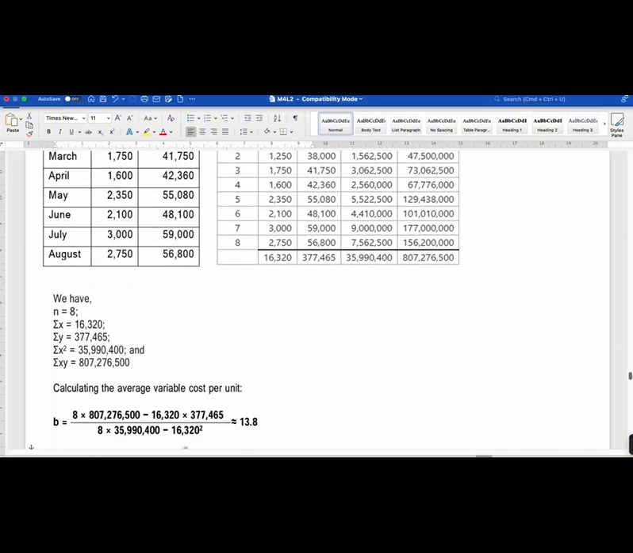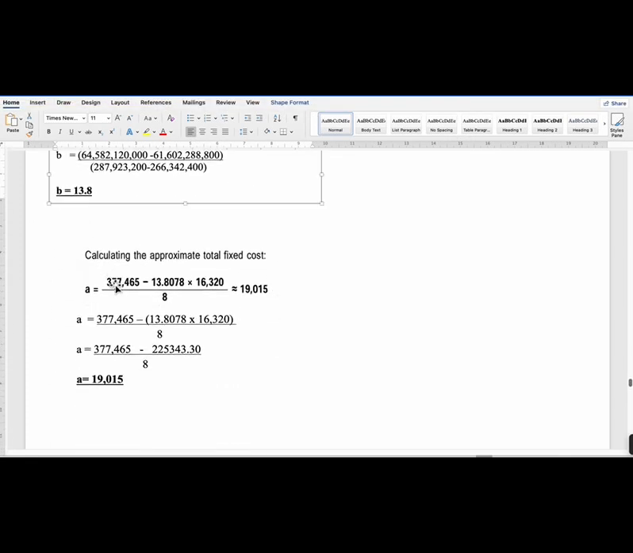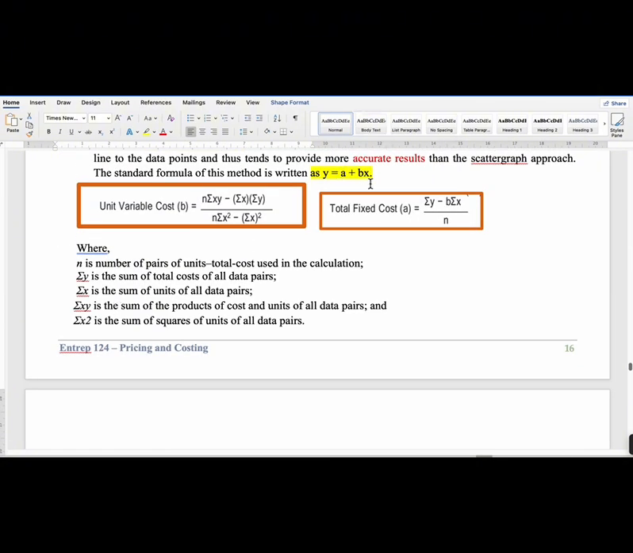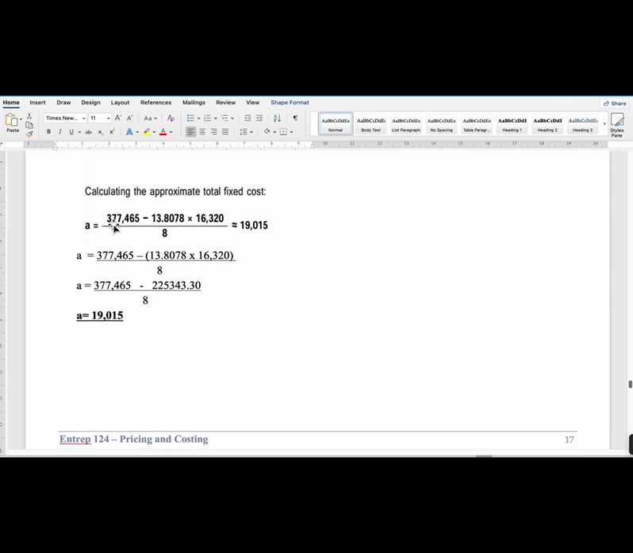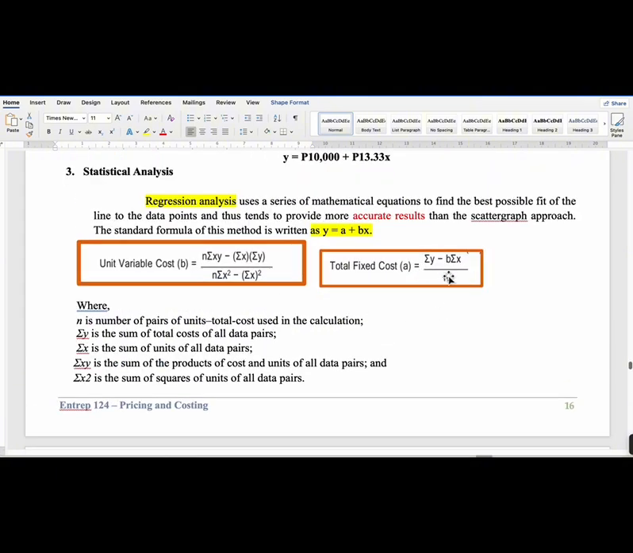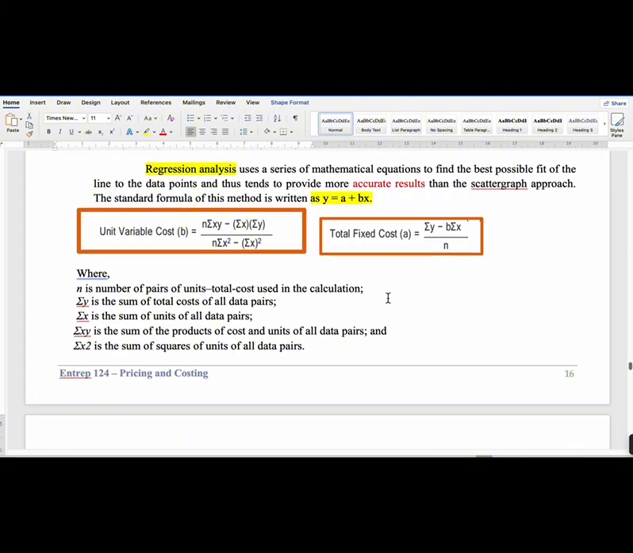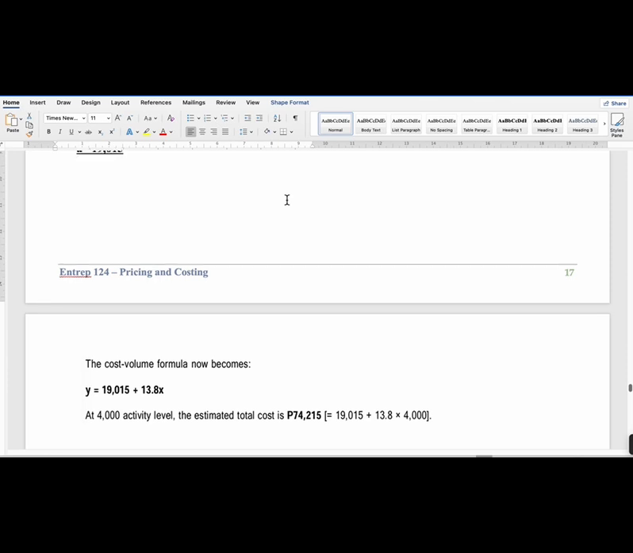Our B. And then, since we have solved B, we will proceed with A. The original formula is y equals A plus bx. So, we will solve for A, which is our fixed cost. The formula is summation of y minus b summation of x over n. Just like that. Don't complicate yourself.